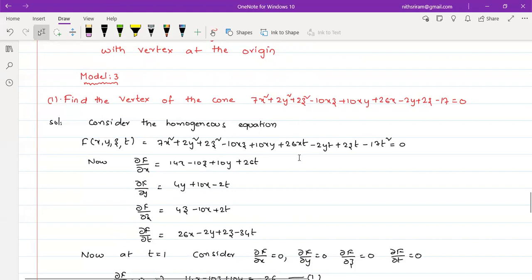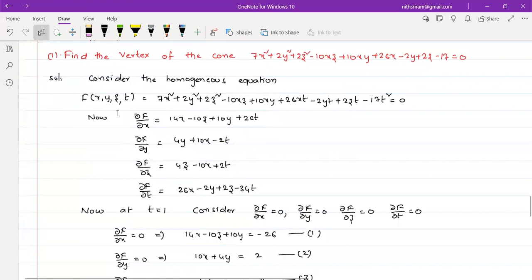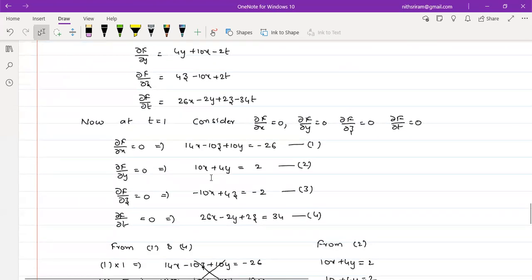So I have written here 26xt minus 2yt plus 2zt, and in place of the constant we have to write 1 square, that is t square. So we have introduced t, and that is the homogeneous equation. After writing the homogeneous equation, next we have to find all the 4 partial derivatives with respect to x, y, z, and t. In the partial derivatives, we put t equal to 1 and equate them to 0. Then we get 4 equations, and you solve those equations in your own way to find the values of x, y, z. That point x, y, z is the vertex of the given cone equation.